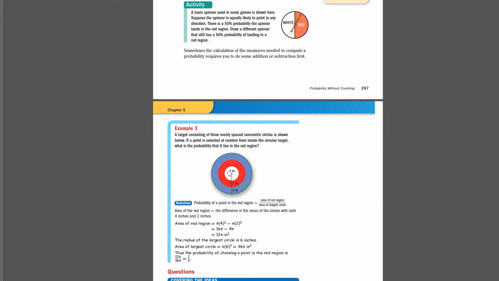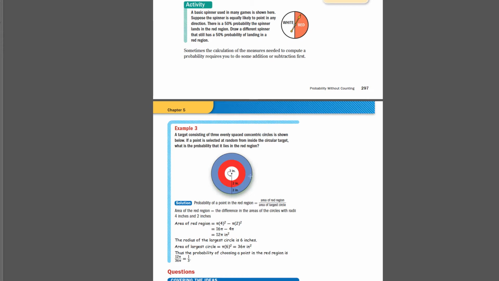Okay, example 3. We're going to go through this one. There's a target consisting of 3 evenly spaced concentric circles. We're looking at this and saying if it's equally likely that we will hit the target somewhere within the circle, in other words, this region enclosed by the larger circle, that includes the blue, red, and white region. So if it's equally likely, what is the probability that it lands within the red region?